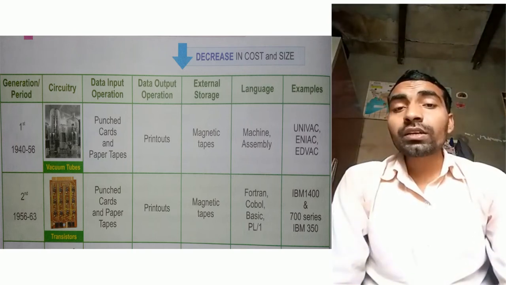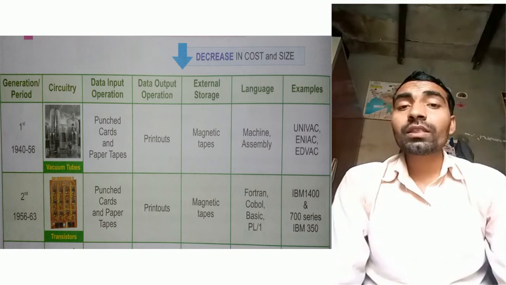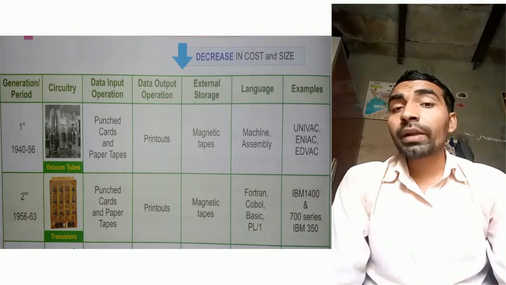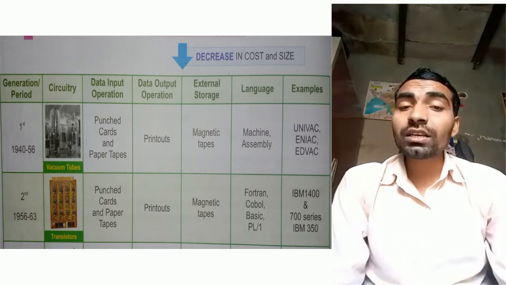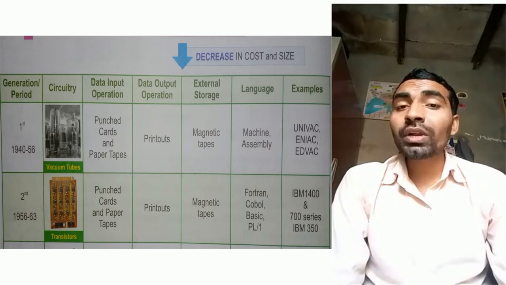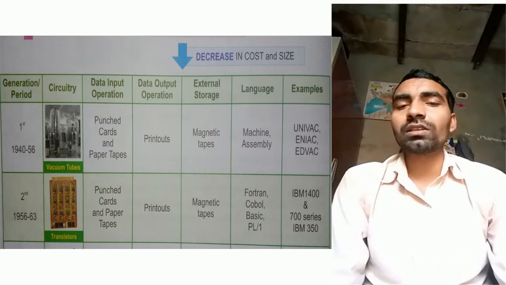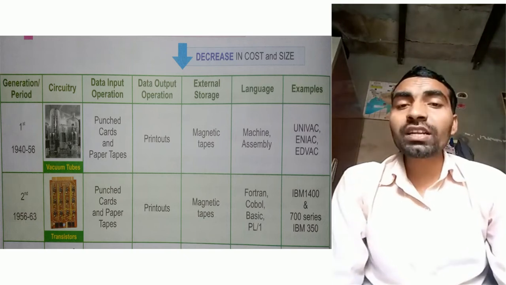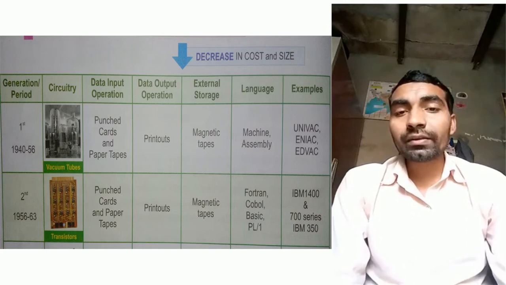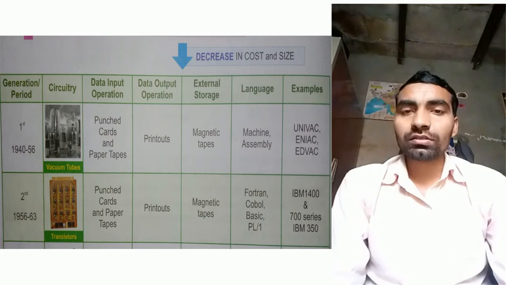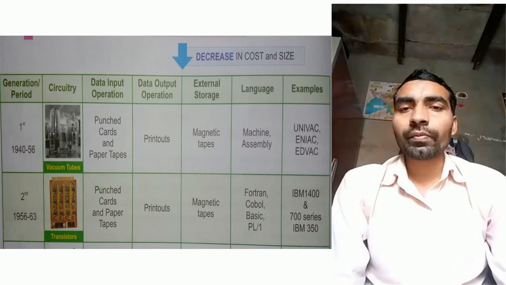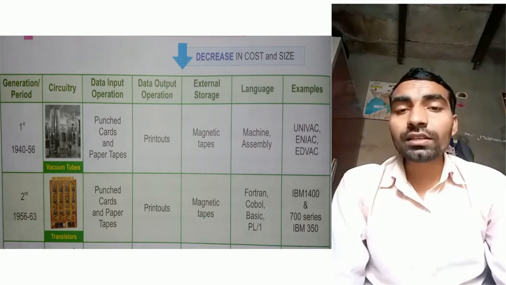From 1940 to 1956, it is the first generation. From 1956 to 1963, second generation. From 1964 to 1971, third generation. From 1971 to present, it is the fourth generation. And from present to beyond, means in the future, it is the fifth generation. So let us start from the first generation.